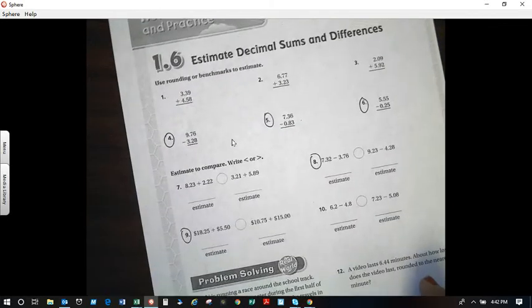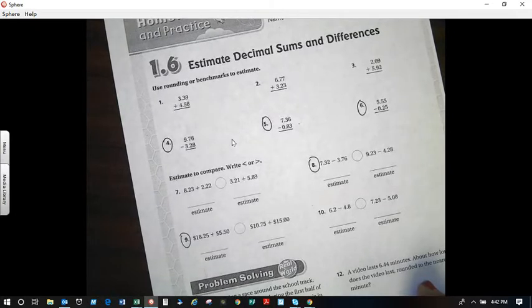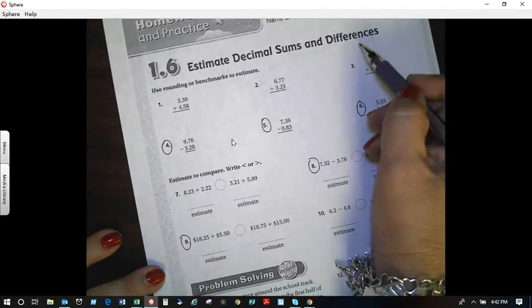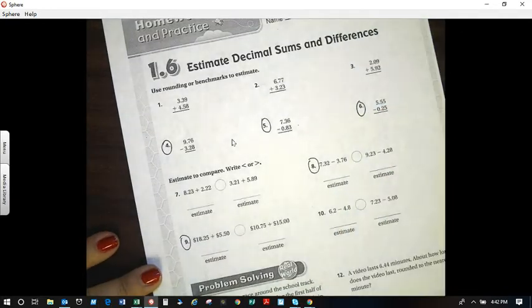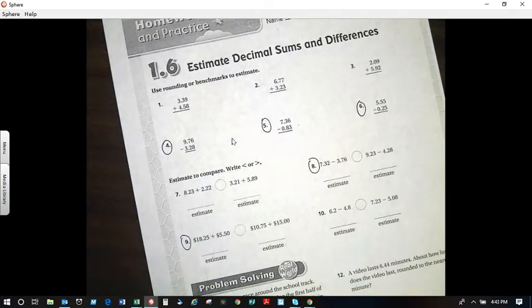Tonight's homework is just a review on estimating decimals, the sums and differences. Last time we did the sums, which is the answer to an addition problem, and today we're going to be working on the differences, and those are the answers to a subtraction problem. So let's go ahead and get started.